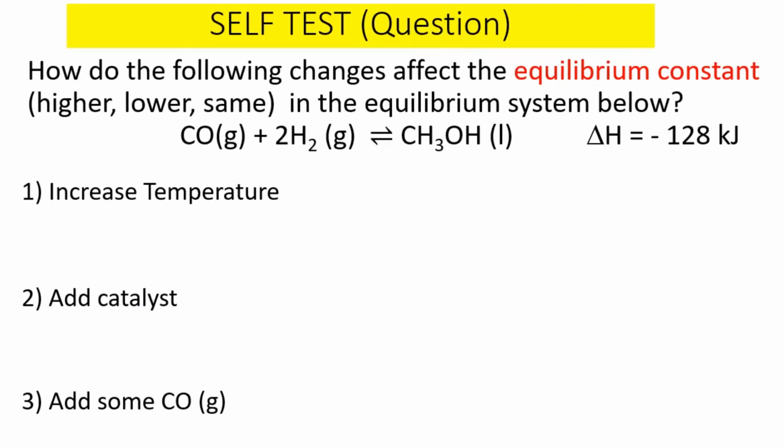So bear in mind, for a catalyst, there is no effect at all on the equilibrium position. Let's test our understanding. Based on this equation, which of the following changes will affect the equilibrium constant? Still remember what the equilibrium constant is? Equilibrium constant means the K value, Kc or Kp. Will it be higher K, lower K, or the same K in the equilibrium system below? Spend a few minutes to attempt this question. When you are ready, you can pause and then click again to review the answer.